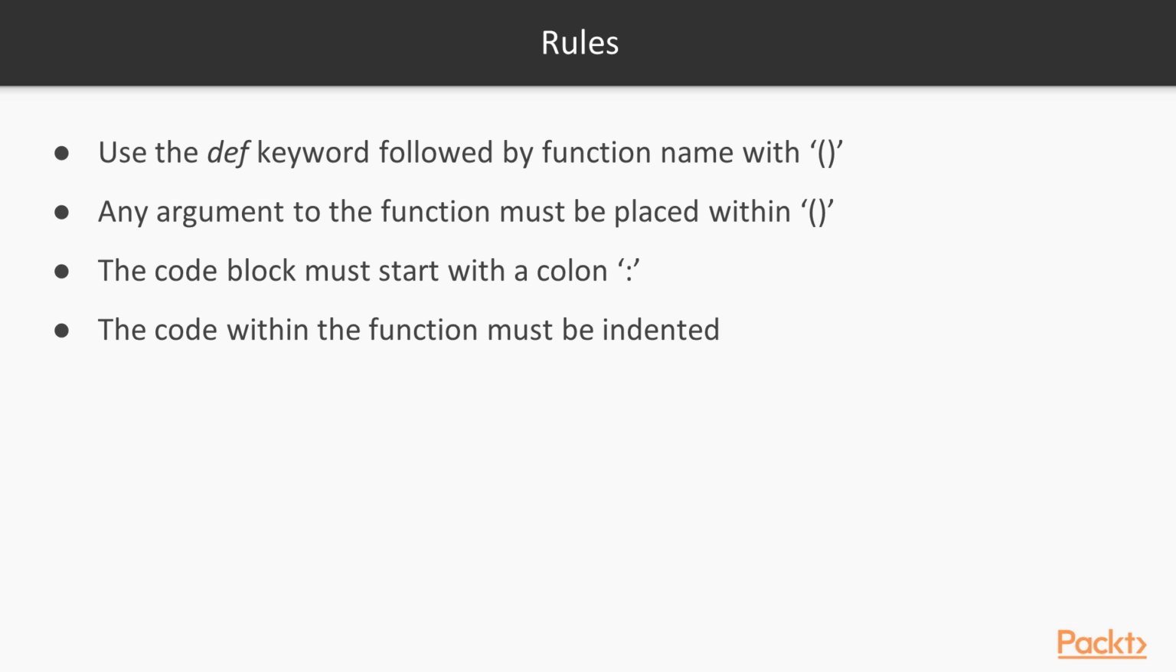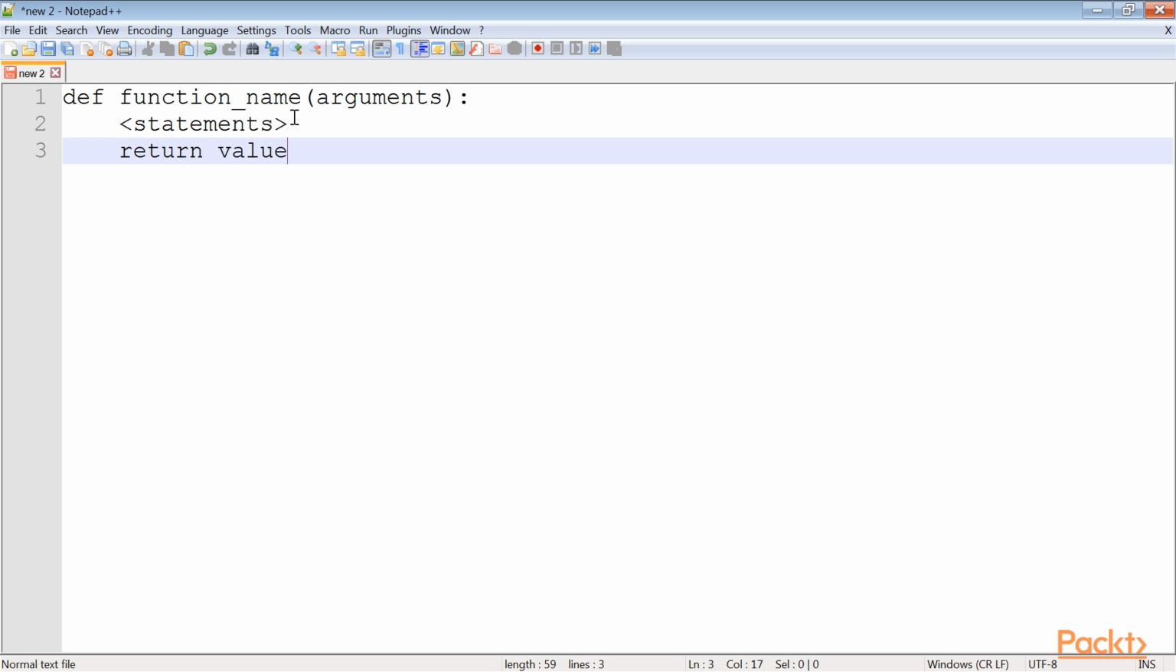We should use the def keyword followed by function name with parentheses. Any argument to the function must be placed within these parentheses. The code block must start with a colon. The code within the function must be indented. This is the syntax of any function definition in Python. If there are any arguments, they are written inside the parentheses, and if the function has any return value, that would be the last statement in any function code block or function body.